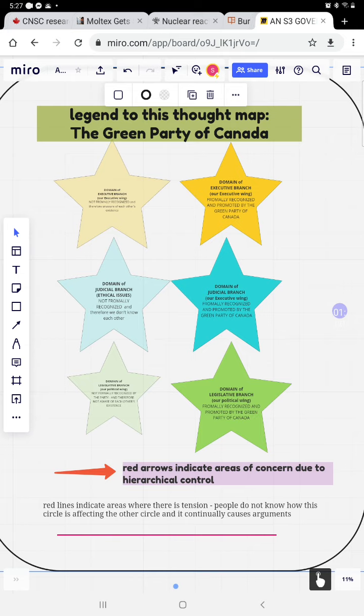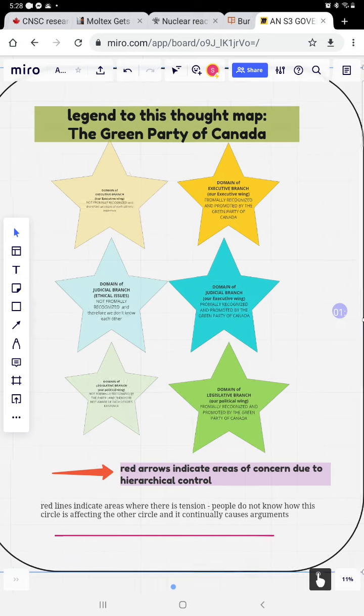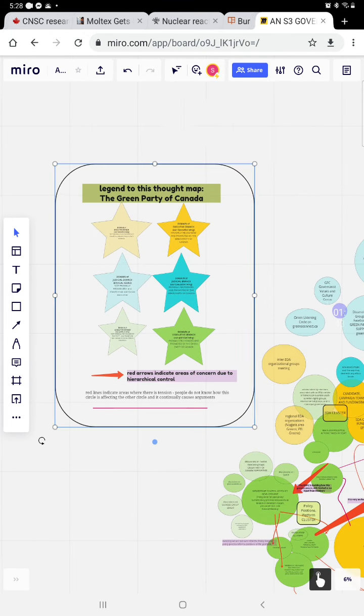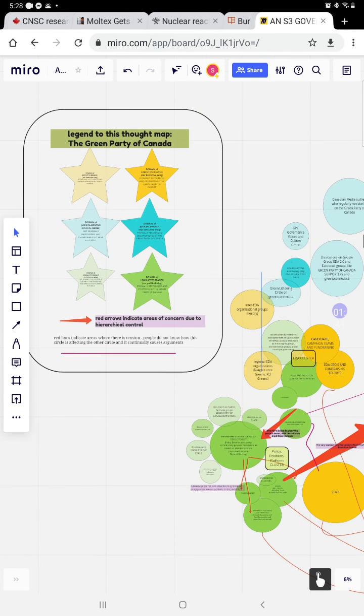And so in the graphic I'm about to show you, if you see bold colors, it means that it's an official part of the party, and anything that's in light color means that it's not an official part of the party, but it still exists and it still counts. And so we have some red arrows that to me indicate areas of concern due to hierarchical control, which is antithetical to green political philosophy. And then we have a lot of little red lines that for me just indicate that there are areas of concern, that there's tension around understanding who is doing what and how those flows and those conversations happen. So hopefully over time, all the little red lines will go away entirely and everybody will understand what's going on.